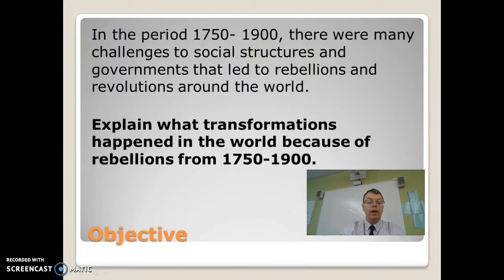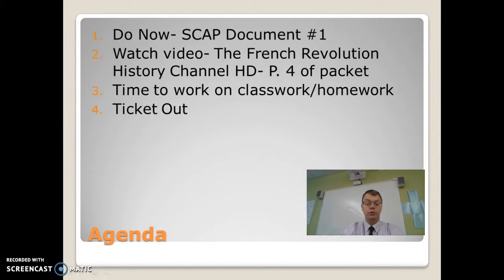Our objective is, in the periods 1750 to 1900, there were many challenges to social structures and governments that led to rebellions and revolutions around the world. People get mad. And let's explain what transformations happened in the world because of rebellions from 1750 to 1900. We're going to look at a few of those.